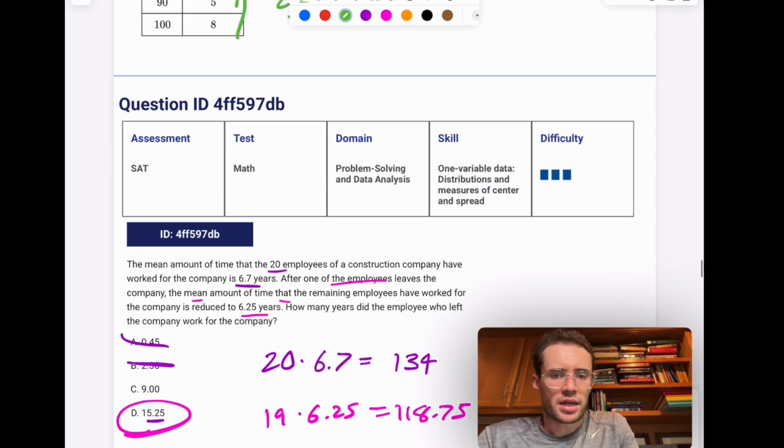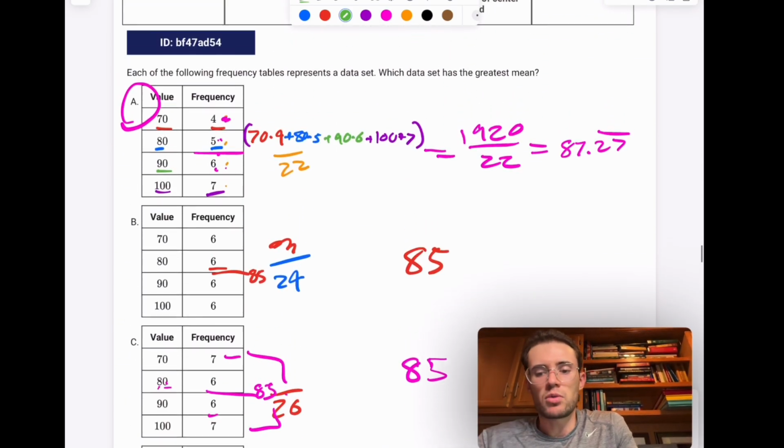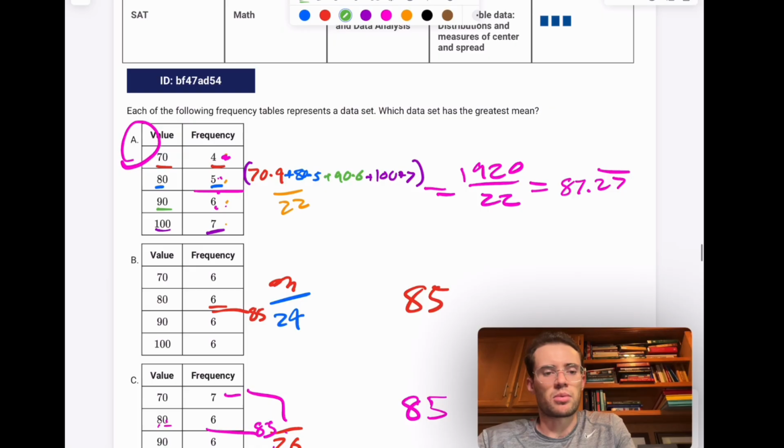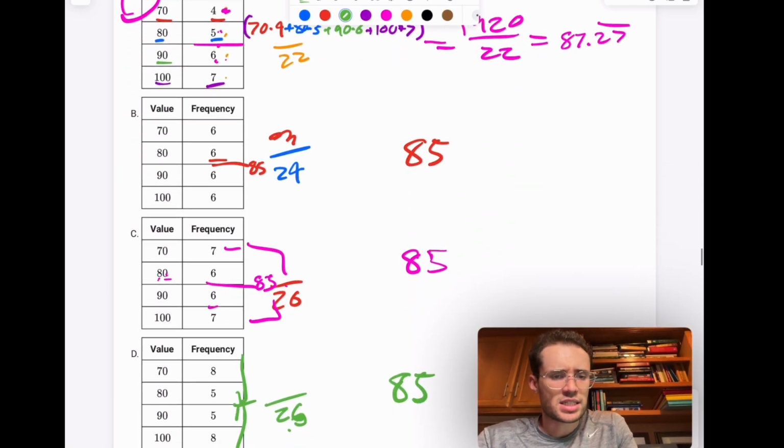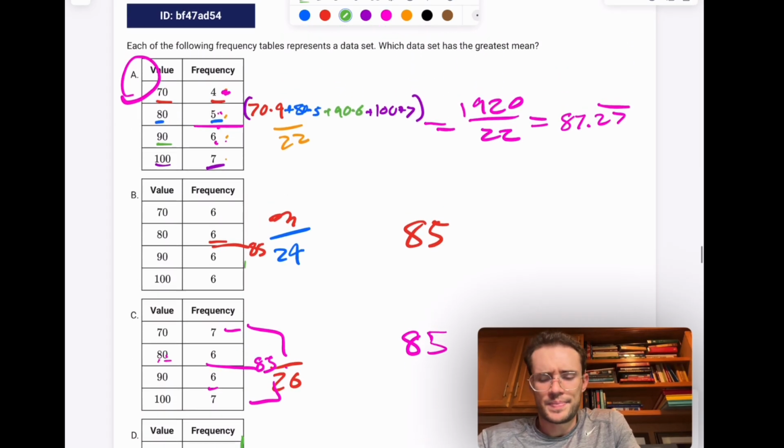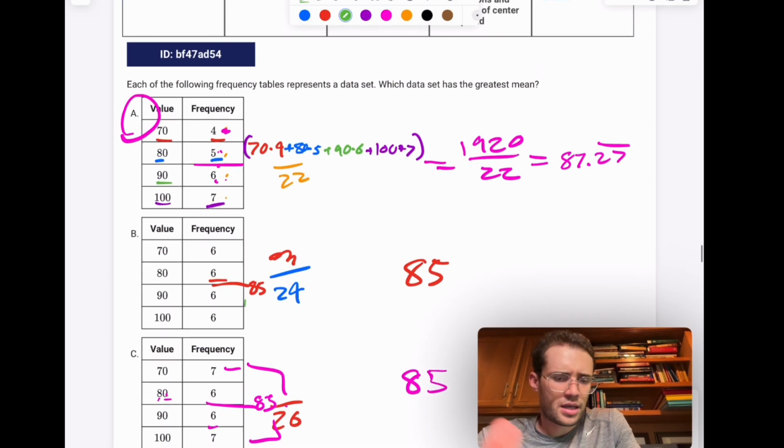This is another one: if this value is removed, then the mean changes to this. What was the removed value? I think it's just testing if you can figure out this trick. It's pretty simple to just calculate the means given, but maybe you have to make sure you know how to interpret this kind of table. What does frequency mean? That's how many times that term showed up. But again, I think they're just testing if you can quickly figure out that these means are all 85.